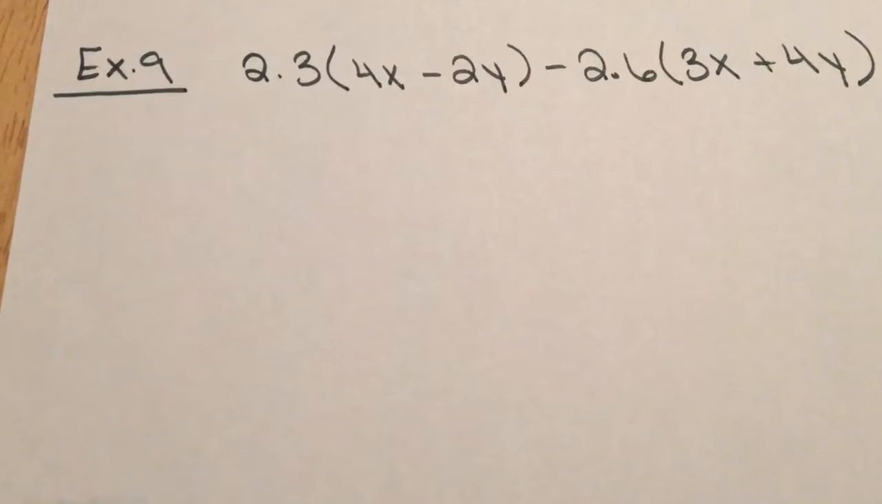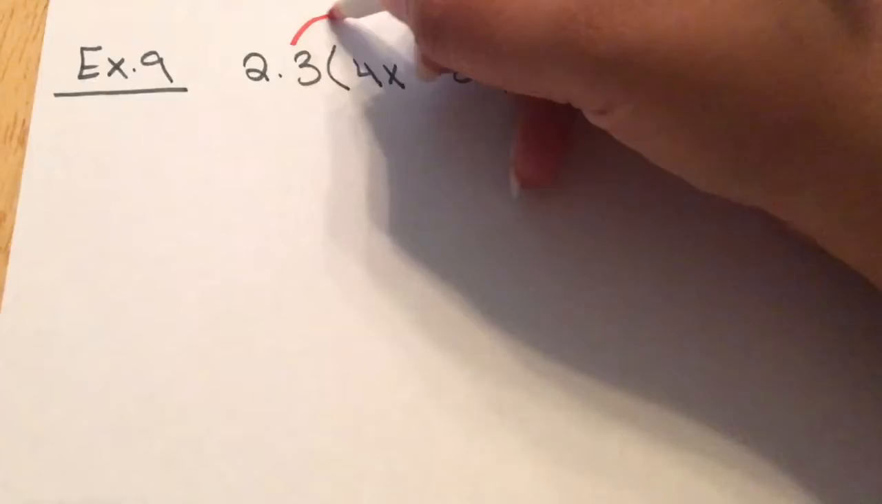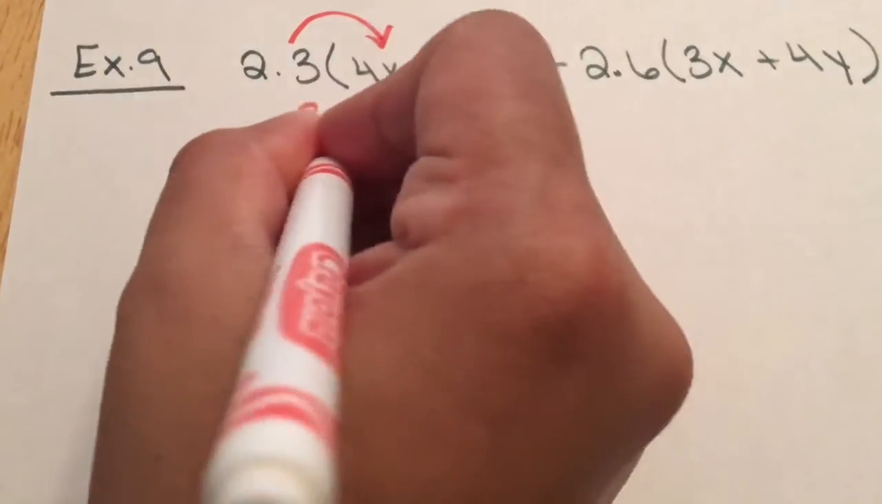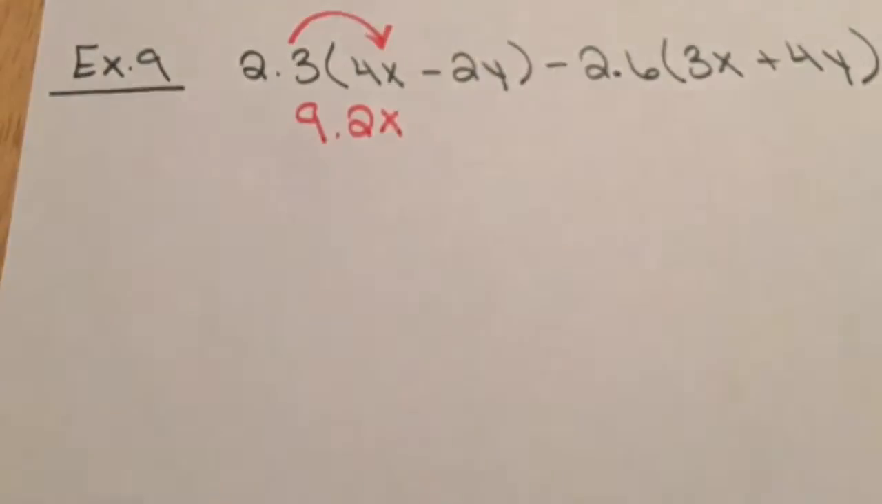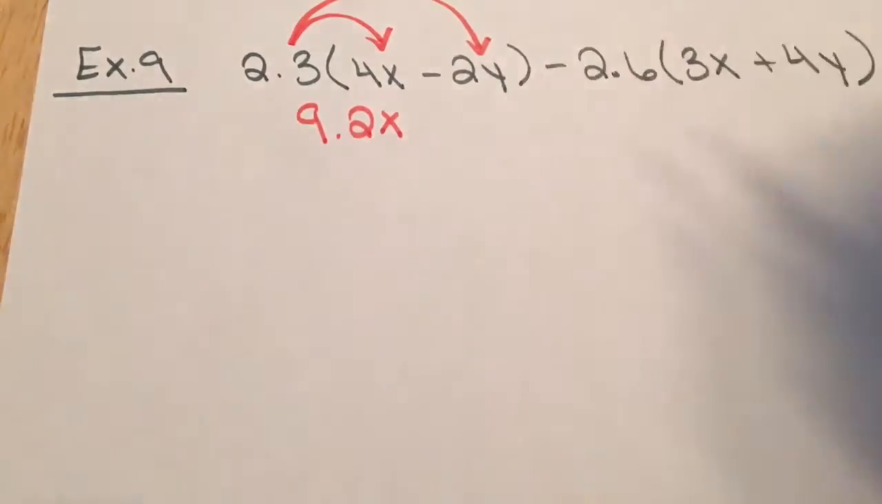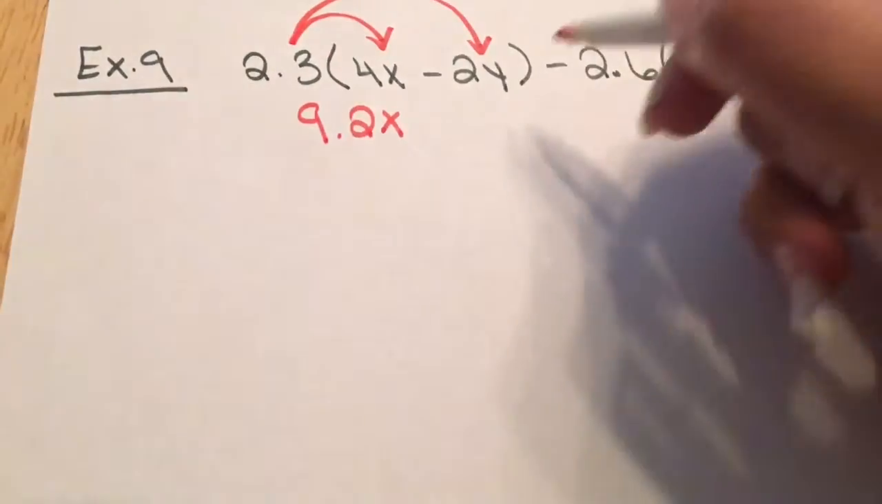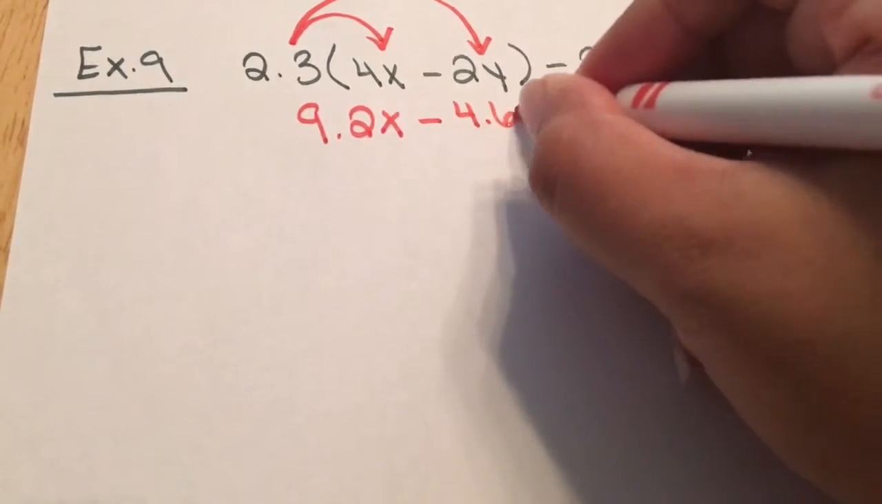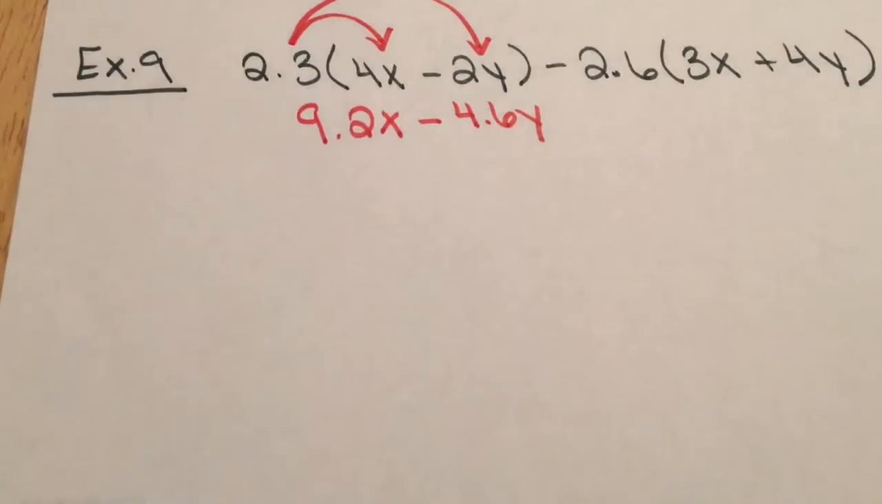So the first thing we're going to do is multiply our 2.3 times 4x. 2.3 times 4 is 9.2x. Then we're going to go ahead and multiply our 2.3 times our negative 2y, and a positive times a negative will be a negative 4.6y.